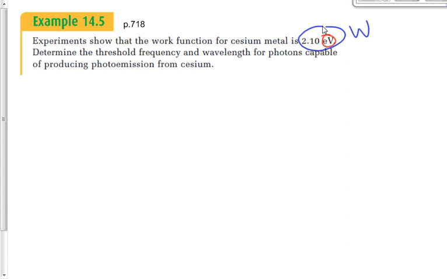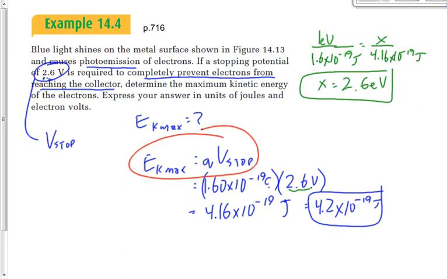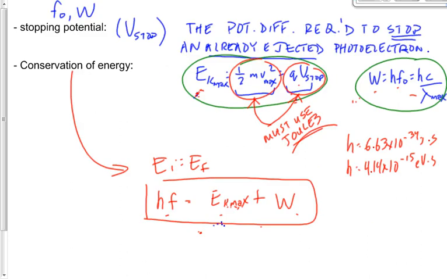What's the threshold frequency and wavelength for photons capable of producing the emission from cesium? In other words, what's the minimum frequency and the maximum wavelength that is required to eject these electrons? We're looking for F0. We're looking for lambda max. Well, if we go back to that page that has my equations on it, we've got basically three equations with various parts to them. What do we want to use? Want to find F0, want to find lambda max, got the work function. What do you want to try?